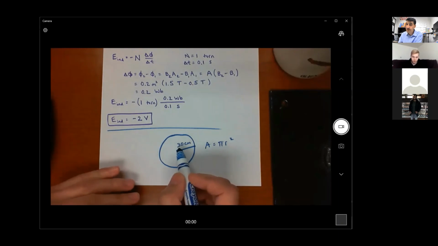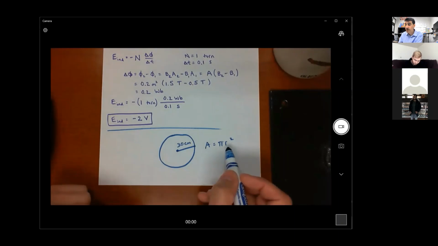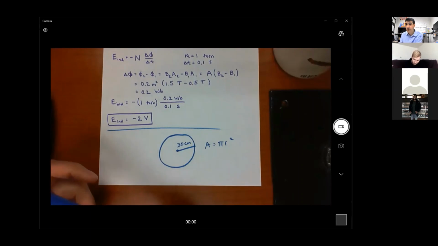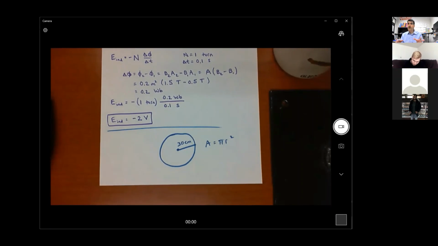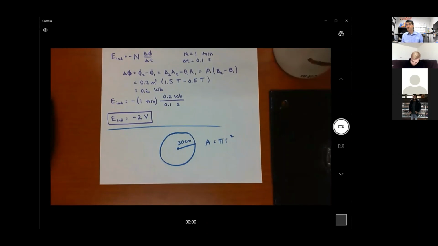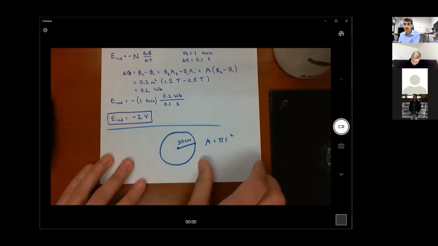If you plug in 30 centimeters there, you're going to get the area in centimeters squared. And be careful, because 1 meter squared is not equal to 100 centimeters squared. 1 meter is equal to 100 centimeters. So just be careful when you do that conversion. The way to avoid converting meters squared to centimeters squared is just to do that conversion first. Convert from centimeters to meters first, and then calculate the area. That's a little hint that I think might help you on today's problem set.